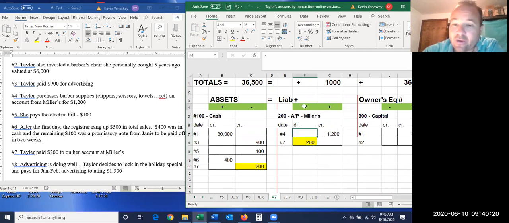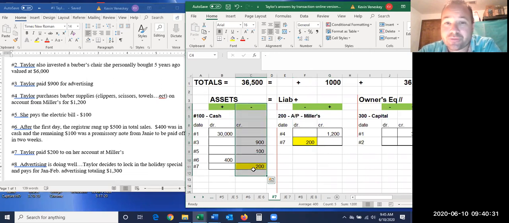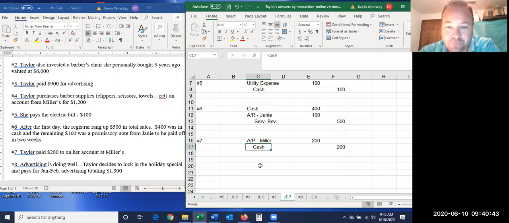So if this is what I got, a reduction on my balance, I then ask myself, why did I get a reduction on my balance? And most of the time, it's because you paid cash. So you wrote a check, your cash went down $200. The debit and credit for this one, we debited the accounts payable for Miller. I owe them less money. That's what I got. And I owe them less money because I paid them money right now.